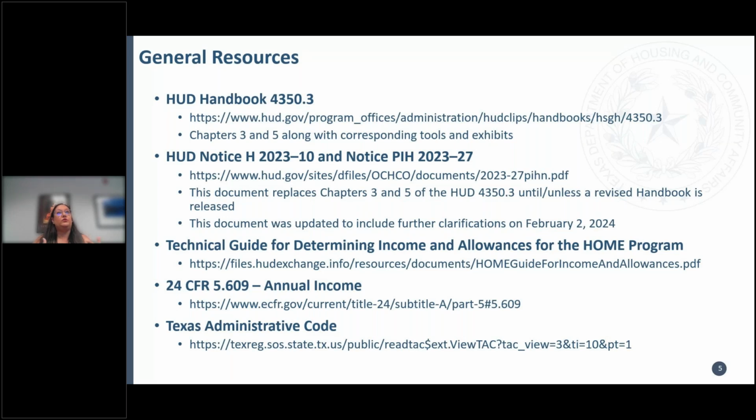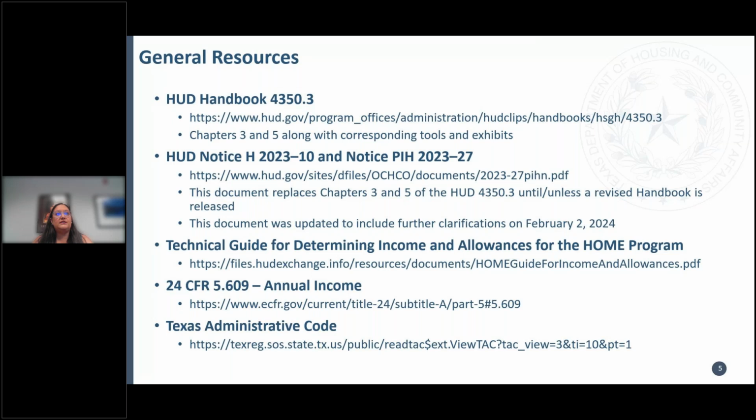So we will use kind of a hybrid method. And if there is contradictory information given between the HUD handbook and that guidance for HOTMA, we will default to the HOTMA guidance that was released on February 2nd, 2024. The technical guide for determining income and allowances under the HOME program is also something that we use for the programs that follow the HOME rule.